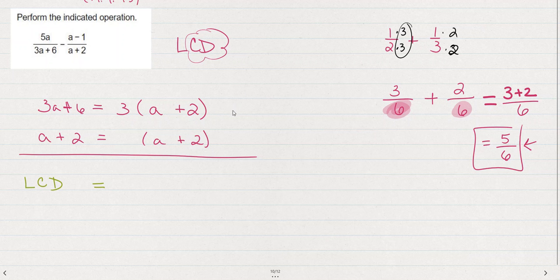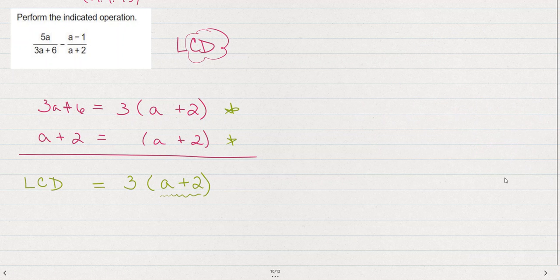We're going to start with either one. Let's just start with this 3a plus 6. We need, for that 3a plus 6, a factor of 3 and a factor of a plus 2. So we know that our least common denominator must include a 3, and it must include an a plus 2. Now when I move on to the a plus 2, we need an a plus 2. But look, we already have it, so we don't need it again. So our least common denominator is going to be 3 times a plus 2. That's the first step. Find the least common denominator.